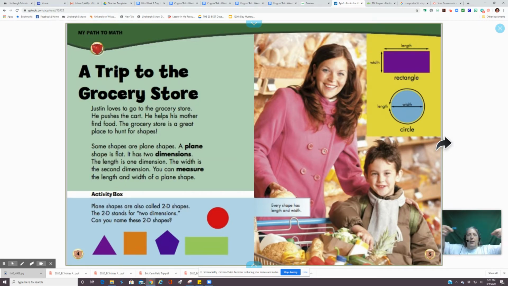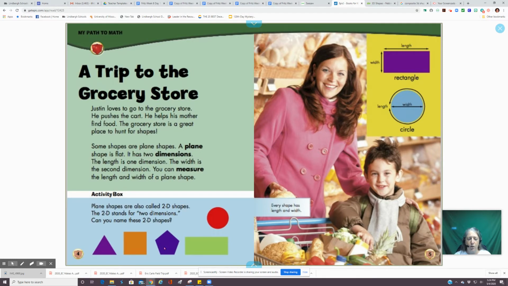You measured the length of your bed, and some of you measured the width of your bed and other things as well. In that little activity box on the bottom, it says plane shapes are also called 2D shapes, which we know. The 2D stands for 2 dimensions. Can you name these 2D shapes? I'm pretty sure you know this is a rectangle, a square.